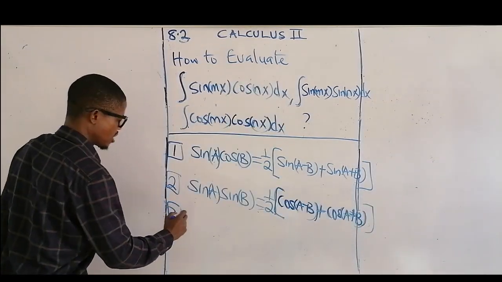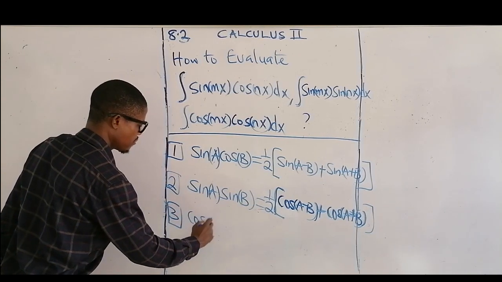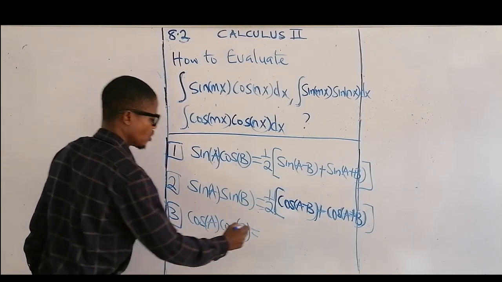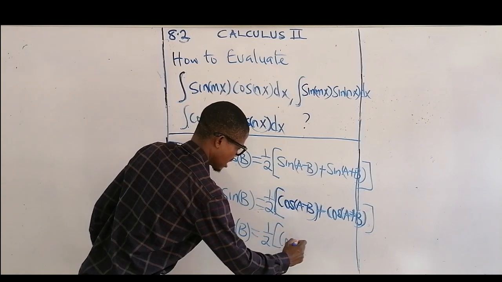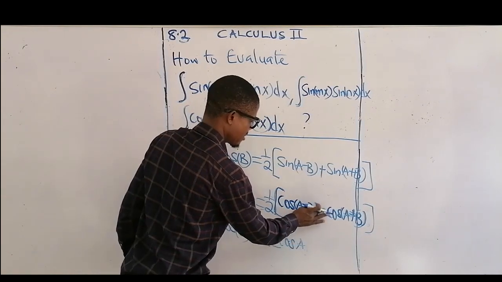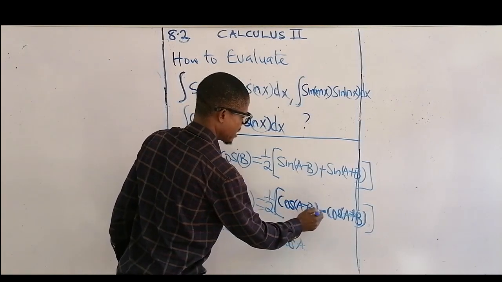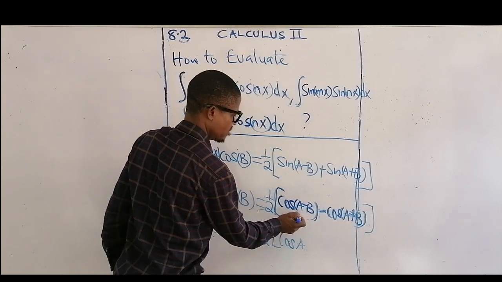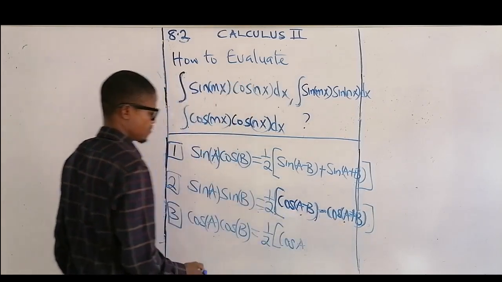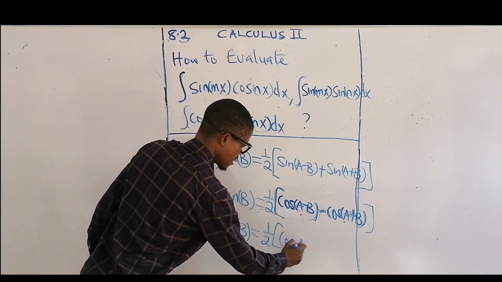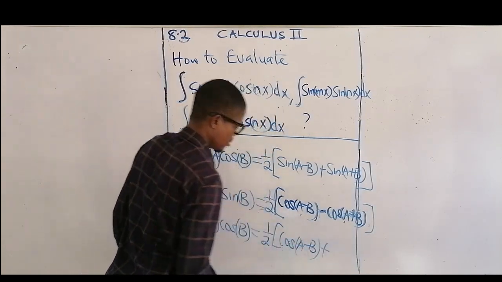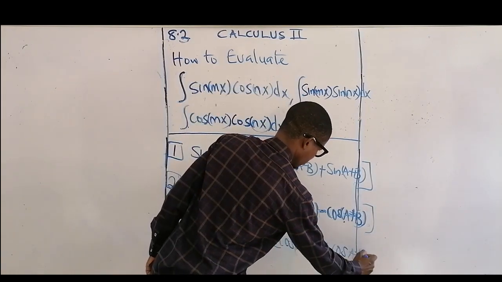The third one is when you have a product of cosine functions. The addition formula is cos A cos B equals half, open brackets, cos(A minus B) plus cos(A plus B).